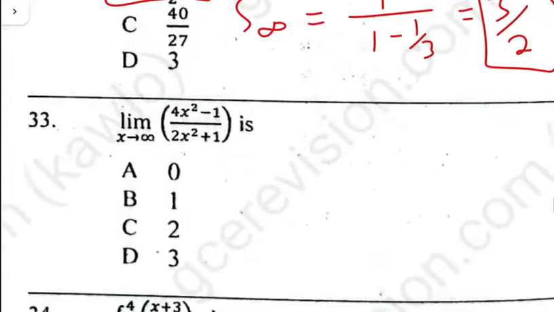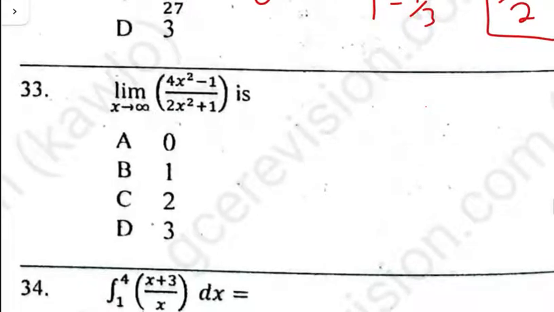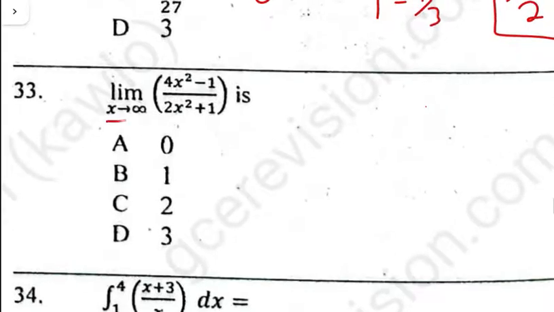Question 33. The limit to infinity of 4x squared minus 1 over 2x squared plus 1 is. Since you are looking at the limit to infinity, and this is a rational function, we just consider the most important terms for the numerator and the denominator.